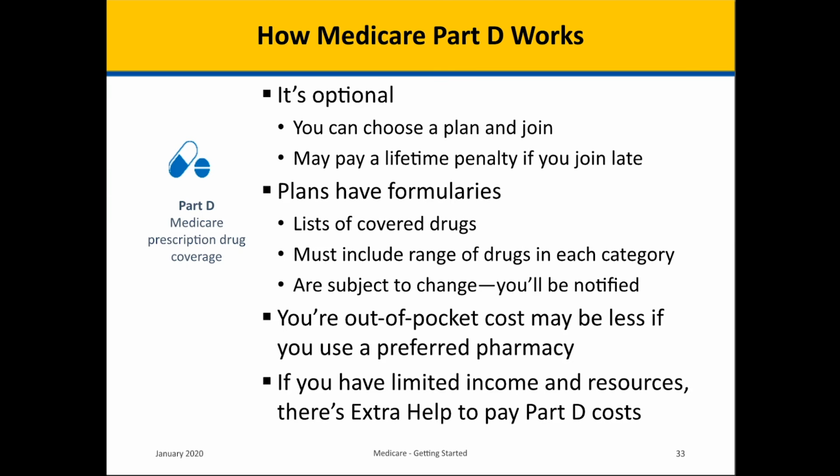There are 6 protected categories to treat certain conditions plans must cover, and those include cancer, HIV/AIDS drugs, antidepressants, antipsychotics, anticonvulsants, and immunosuppressant drugs. Formularies are subject to change and can be changed by the plan, and your plan should notify you of any formulary changes that affect drugs you are taking. People with limited income and resources may be able to get extra help paying their Medicare drug costs, and we will discuss extra help here in a little bit.